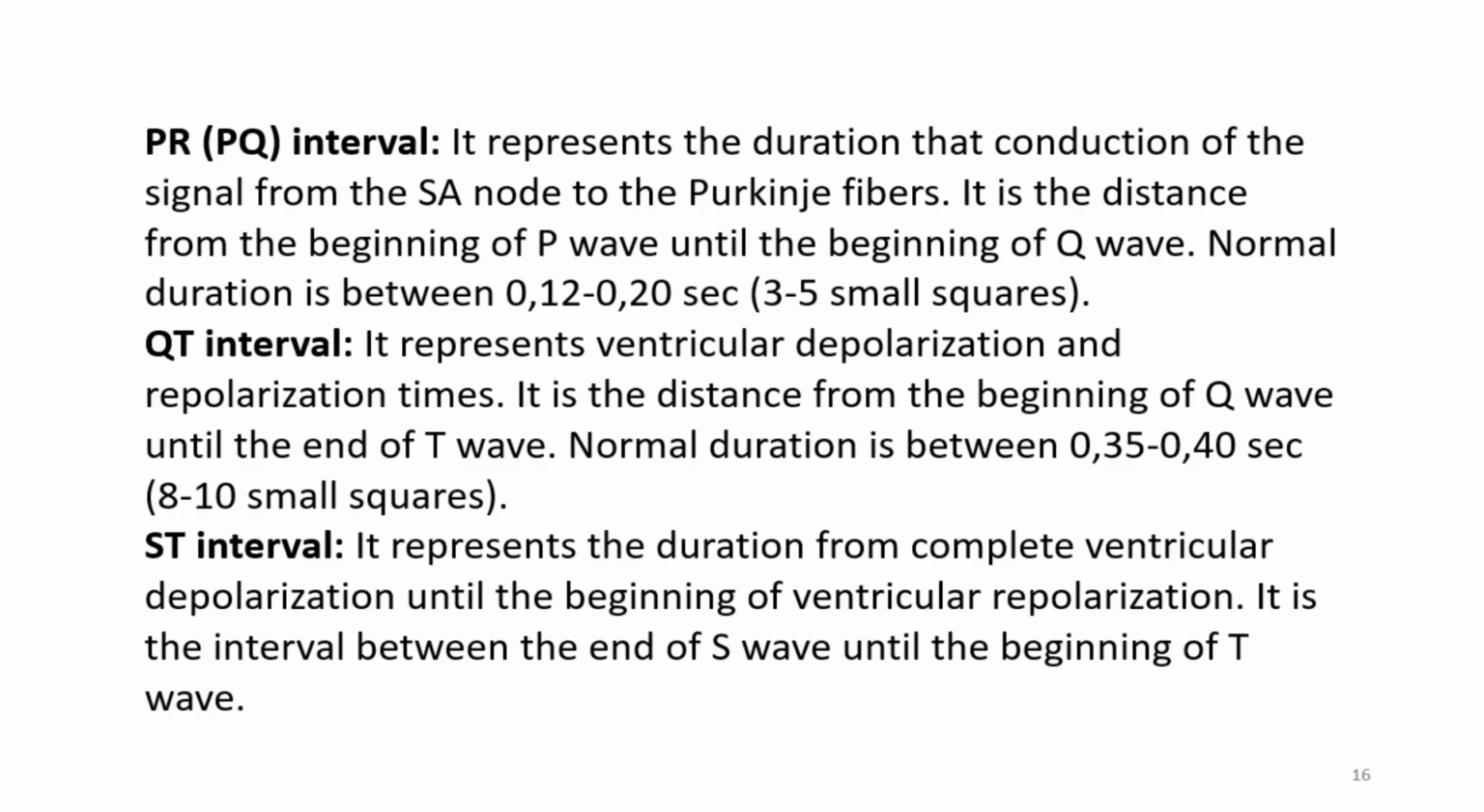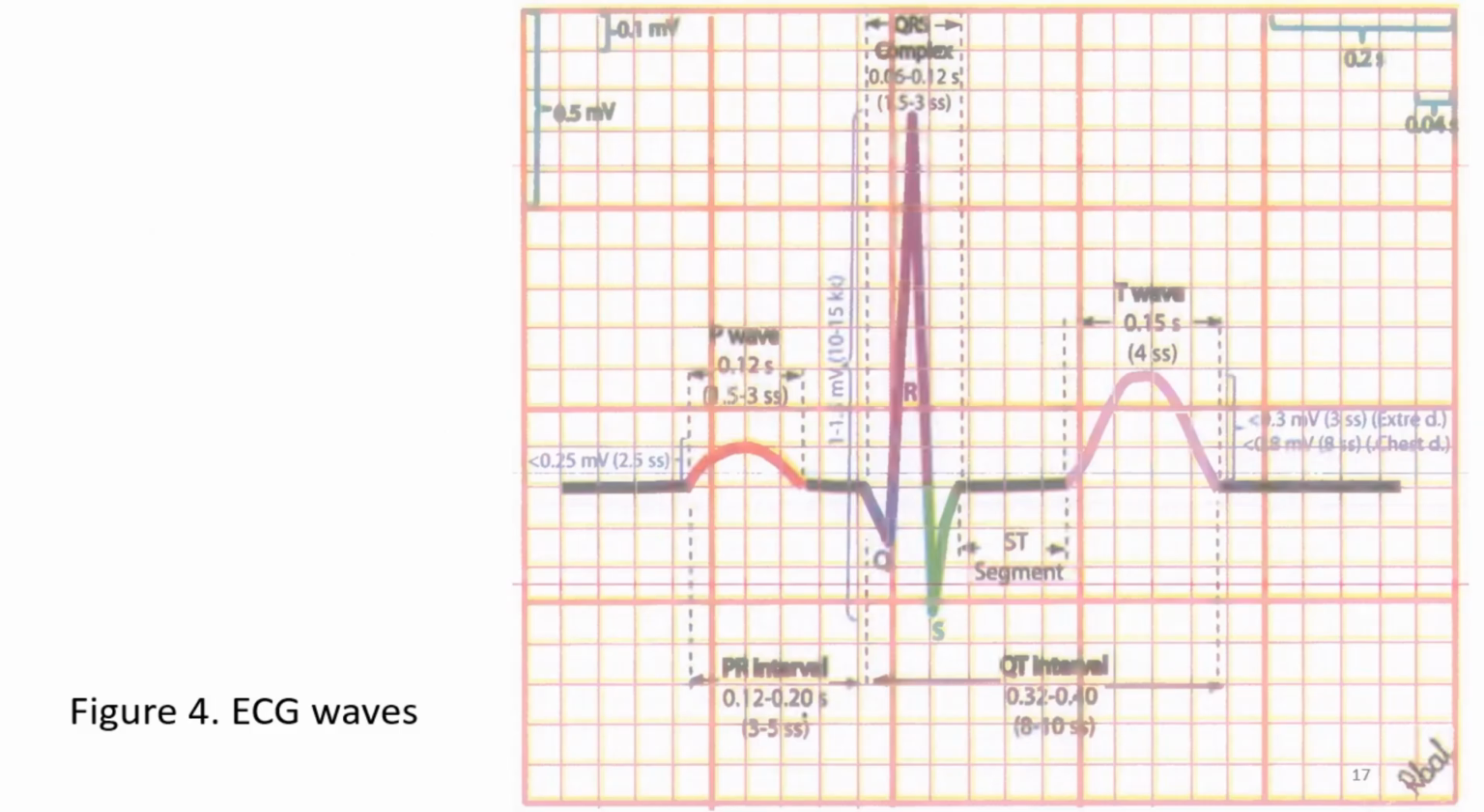ST interval represents the duration from complete ventricular depolarization until the beginning of ventricular repolarization. It is the interval between the end of S wave until the beginning of T wave. Okay, you see here QT interval, ventricular depolarization and repolarization included, and then PR interval from the beginning of P wave to the beginning of QRS complex.